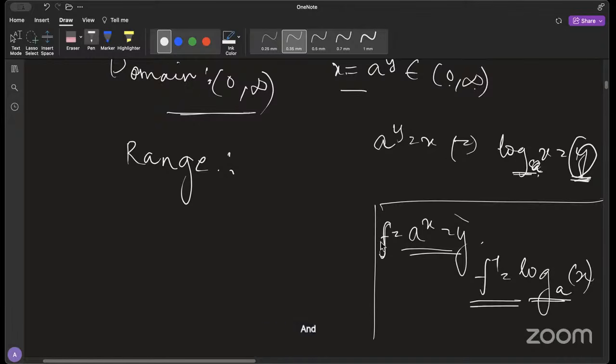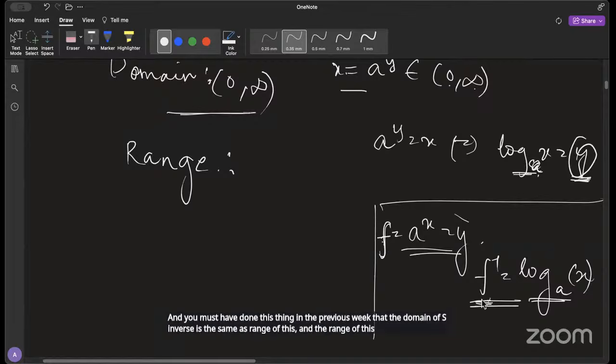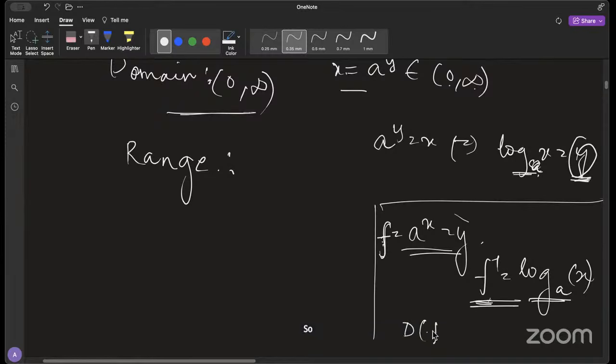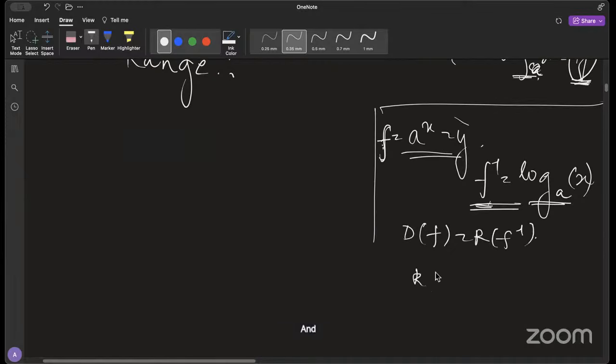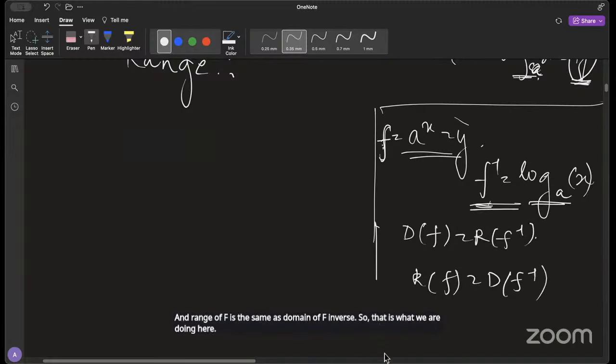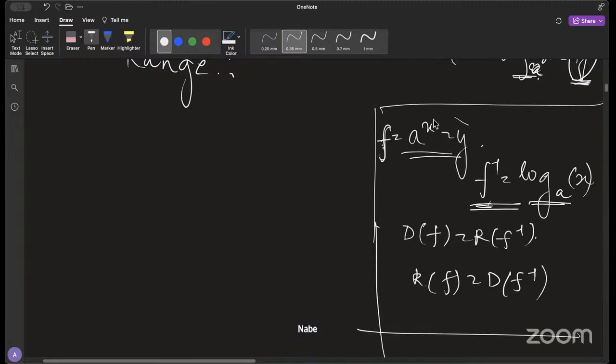You must have done this thing in the previous week, that the domain of f inverse is the same as range of f, and the range of f inverse is the same as domain of f. So domain of f is the range of f inverse, and range of f is the same as domain of f inverse. So that's what we're doing here. Now, what is the domain of this function a to the power x? If I look at this, then x is the domain, right? And y, what you're getting as output, is the range.